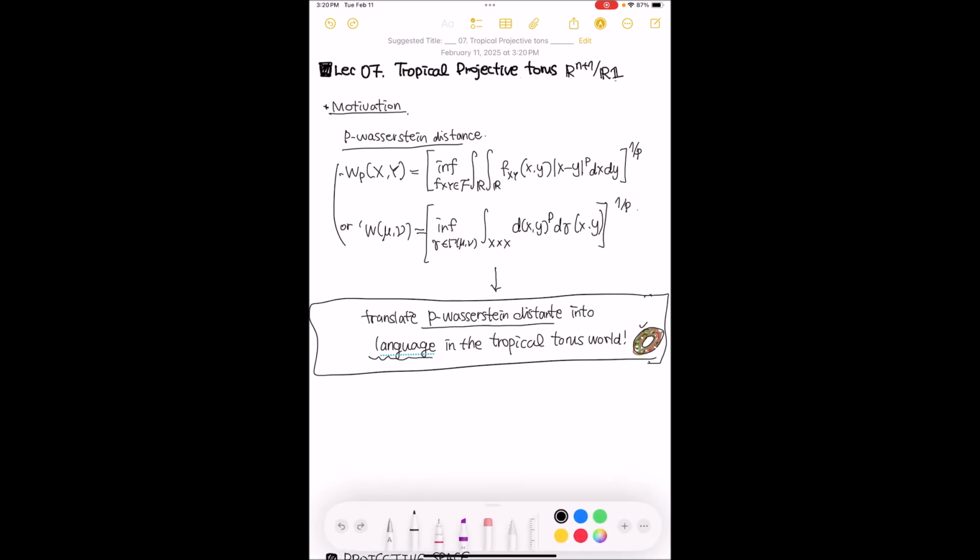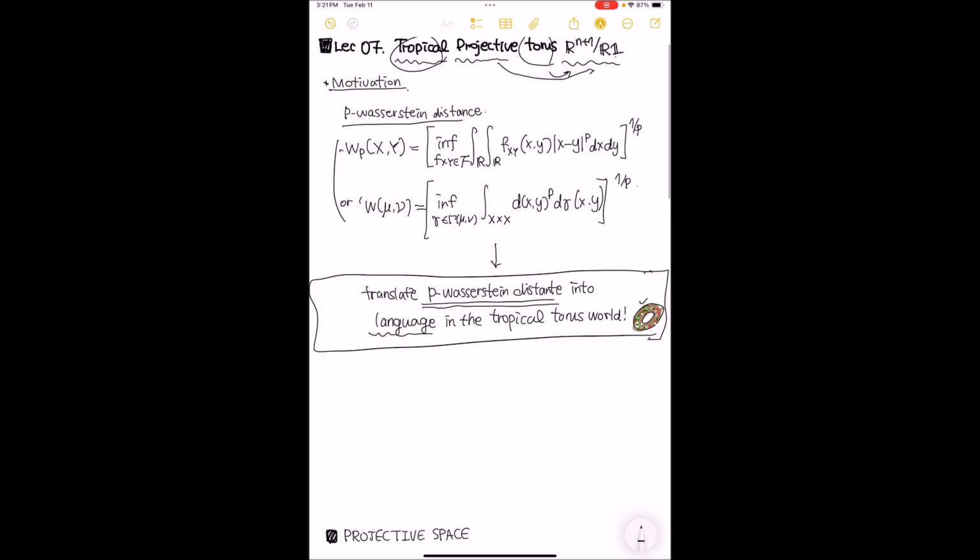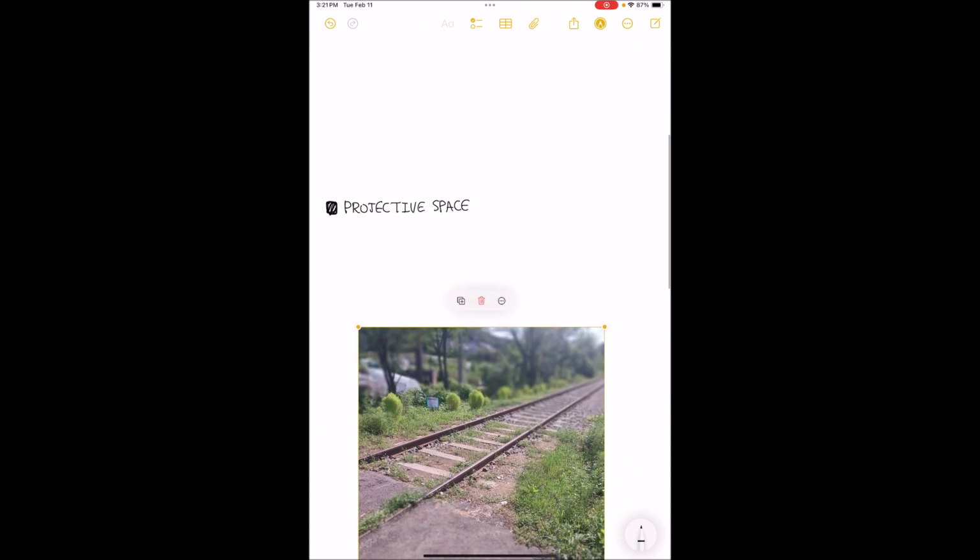Okay, then what is here? The name is tropical projective torus. Why is this a torus? Why does the name contain projective? Why does the name contain tropical? In this lecture, I will explain everything about the tropical projective torus, and once we understand this, we will translate the p-Wasserstein distance into the language of the tropical torus. Okay, let's go ahead.